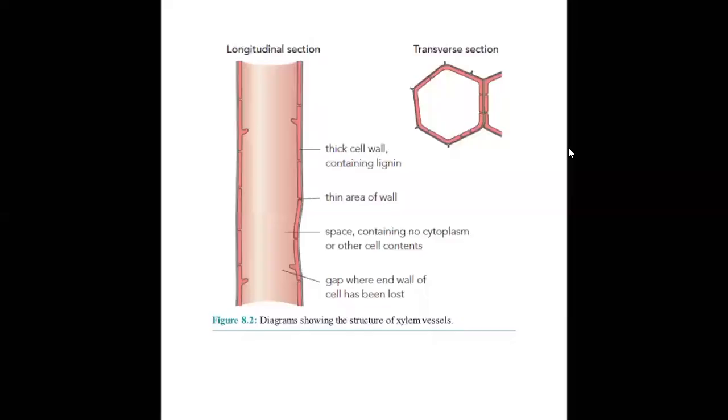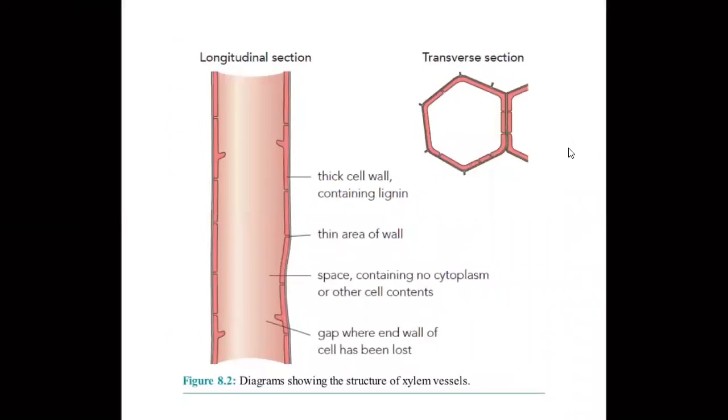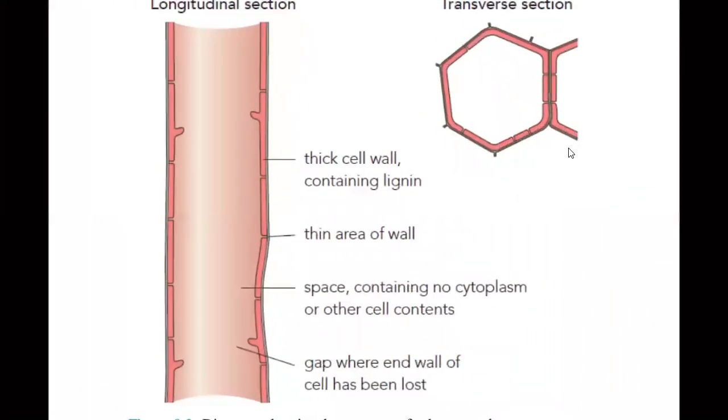How does a xylem look? You can see that it's a thick cell wall containing a protein known as lignin, which you can see on the labeling. A thin area of the wall is also shown. There are no end walls. The end walls are lost. So when the end walls are not there, it appears to be a continuous hollow tube.